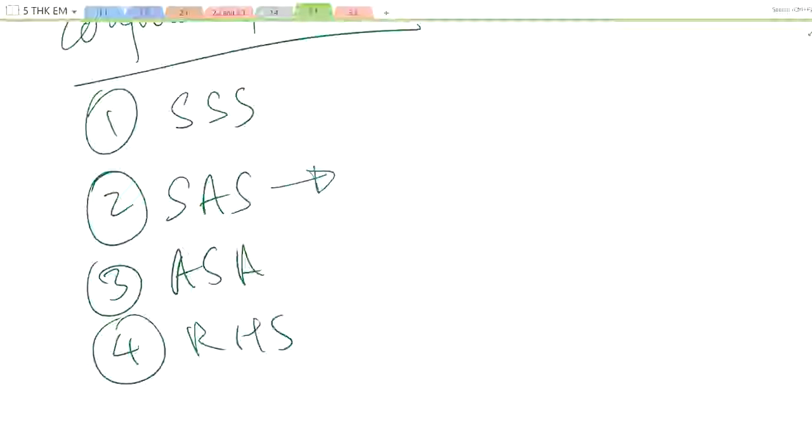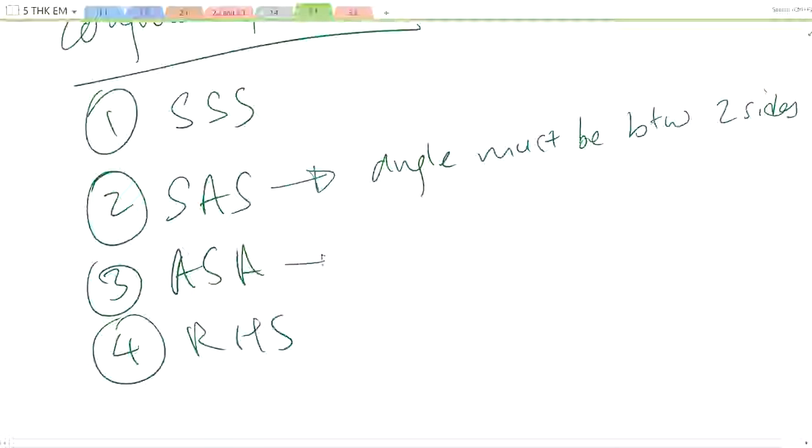2 sides, 1 angle. What is so special about that angle? It has to be between 2 sides. Angle must be between 2 sides. Yes. Okay, what about this one?